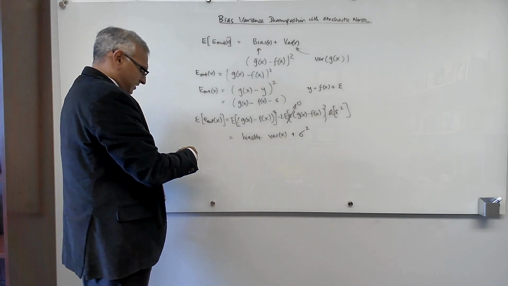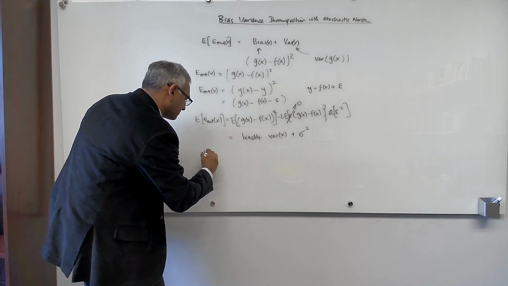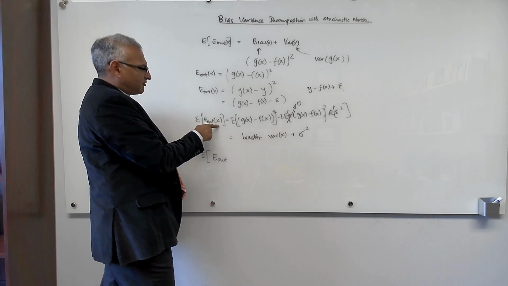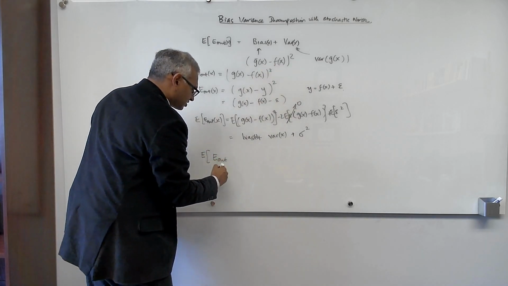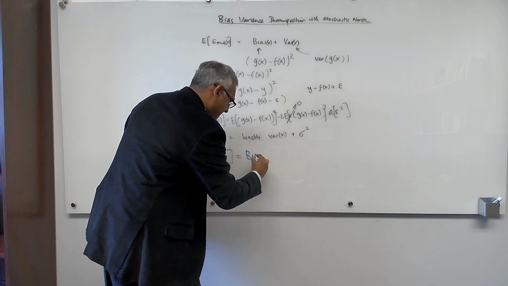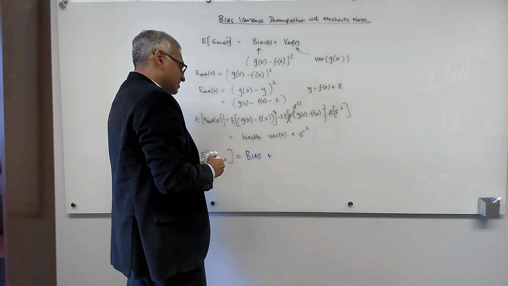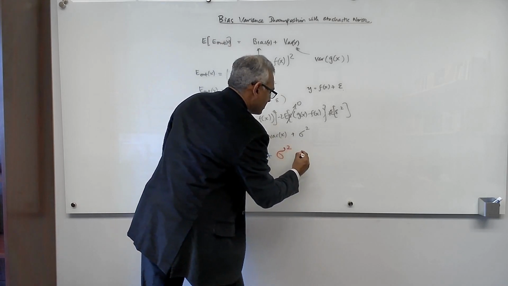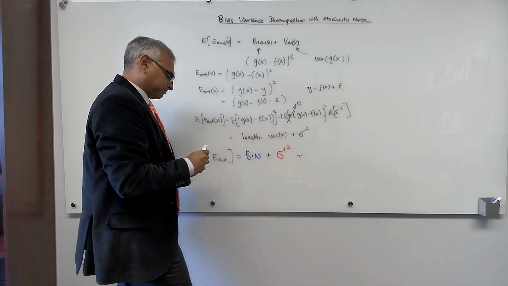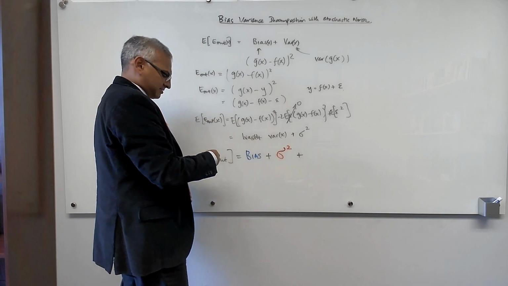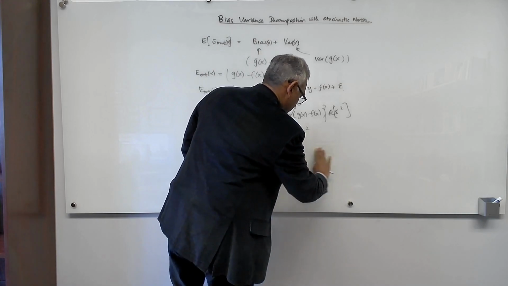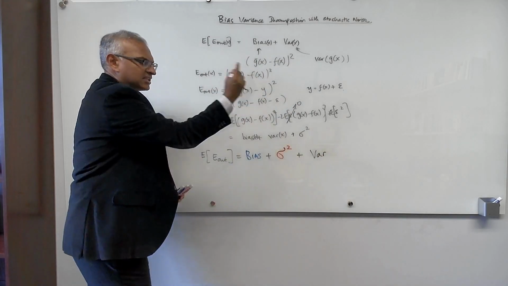Okay. So let me summarize. Your expected out of sample error, and you can view it either as a function of x, or you can take the expected value over x, is equal to your bias plus sigma squared plus your variance. And because we've taken the average with respect to x, we write it without the x.